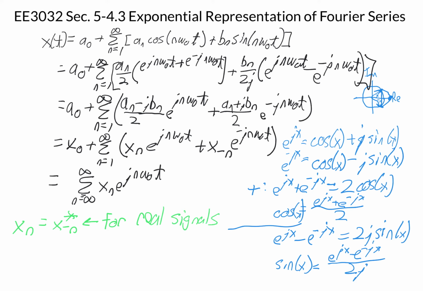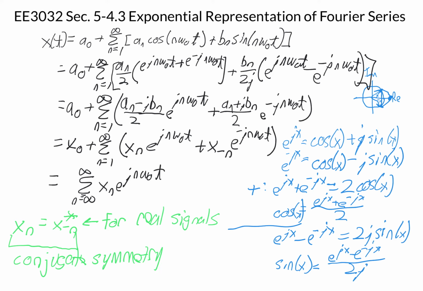So anytime you have a real signal, you can use the sine-cosine representation or the exponential representation. When you have a complex or imaginary signal, your only choice that makes sense is to use the exponential representation. In that case, this conjugate symmetry relationship, which we have just written down here, will not apply. So this relationship right here is called conjugate symmetry.